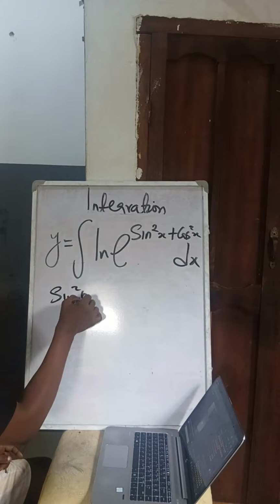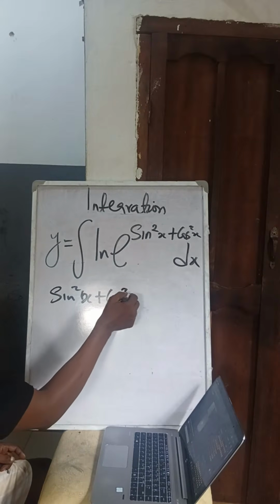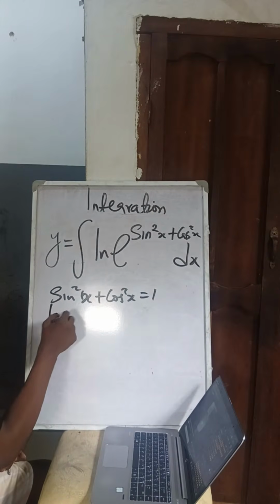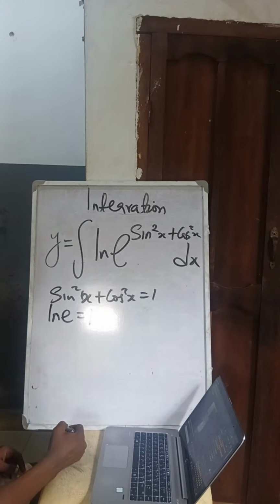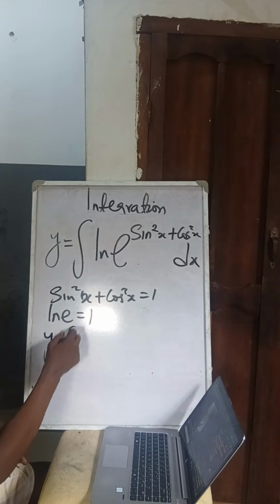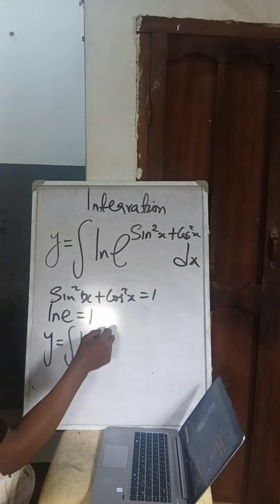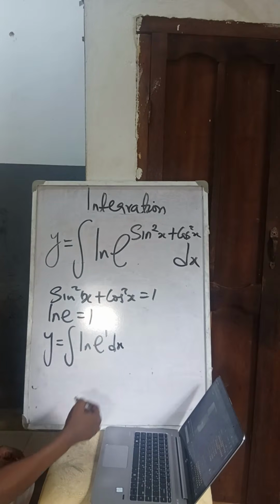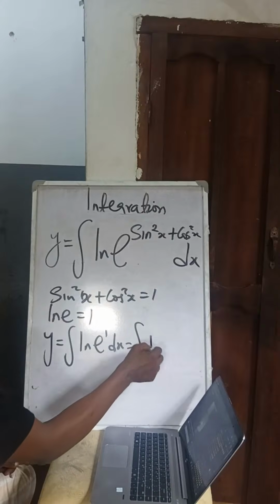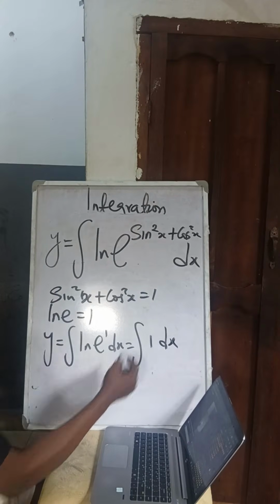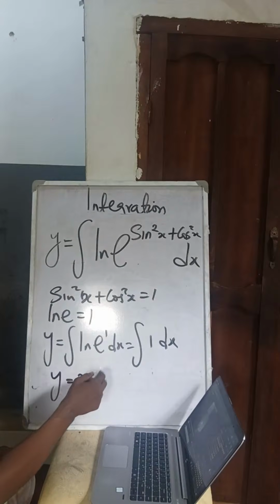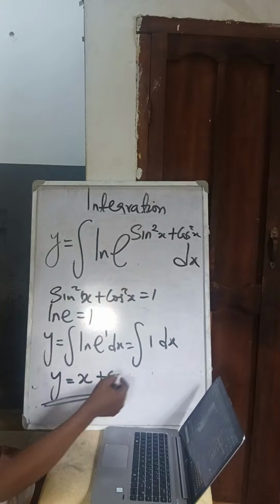Recall that sine squared x plus cos squared x is 1. However, y is equal to the integral of 1 dx. This means the integral of 1 dx. Integrate 1, y will give us x plus c. That is the answer.